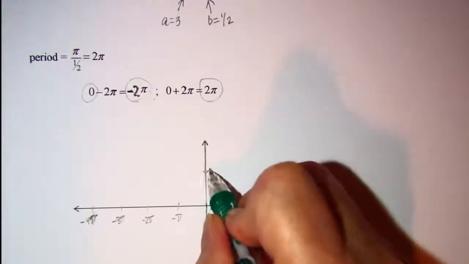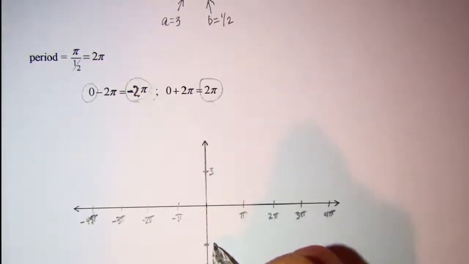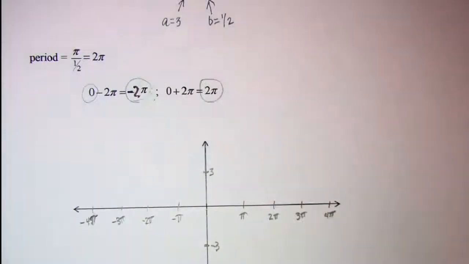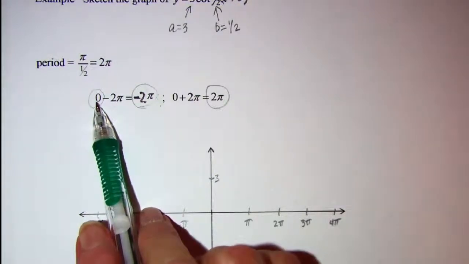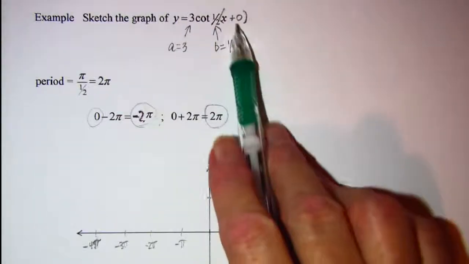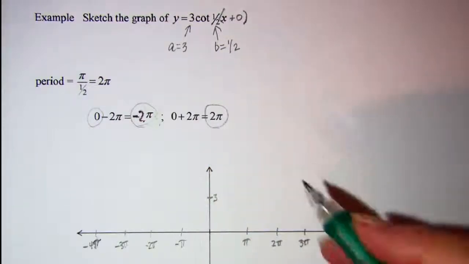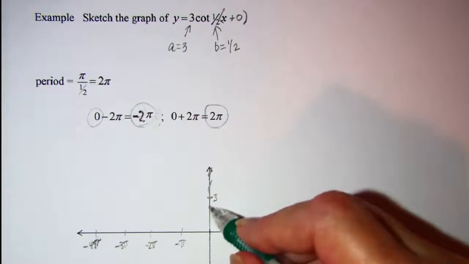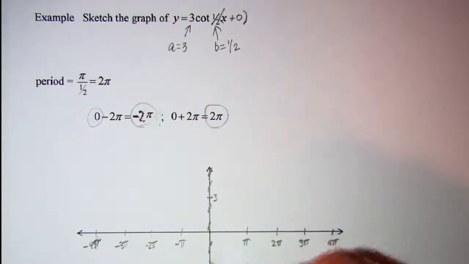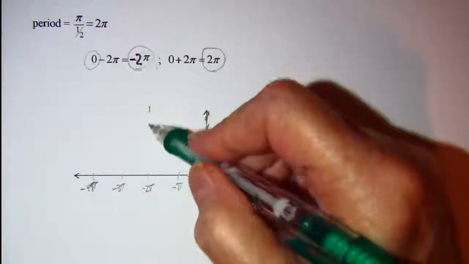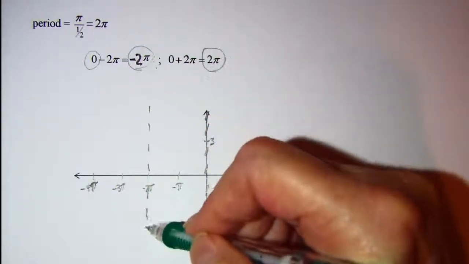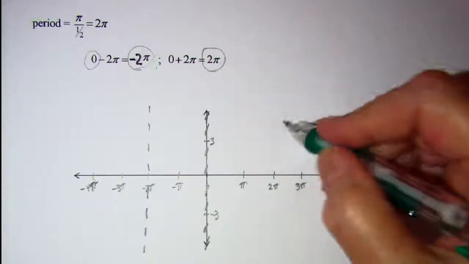Our A value is 3, so I'm just going to put a single mark there and call it 3 and negative 3. Alright, so we need a vertical asymptote guideline at this beginning x value, since this is a cotangent curve. So at 0, we need a vertical asymptote. Then we need one at negative 2 pi. And we need one at 2 pi.